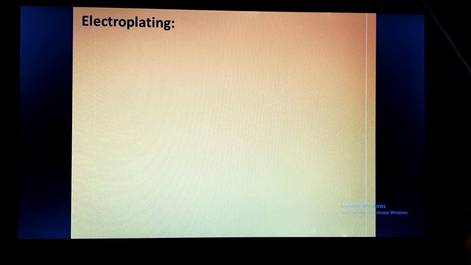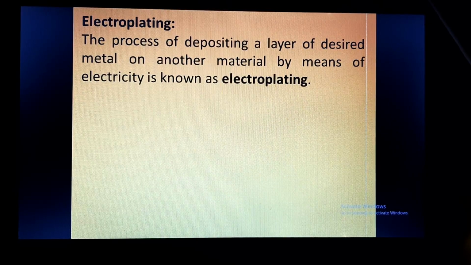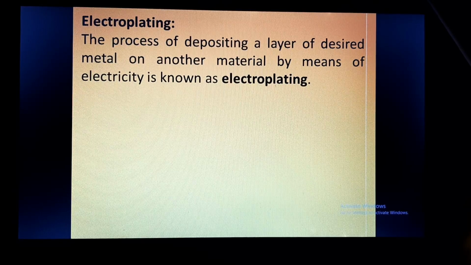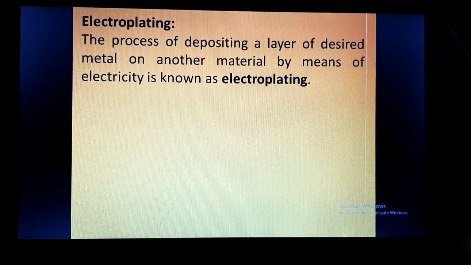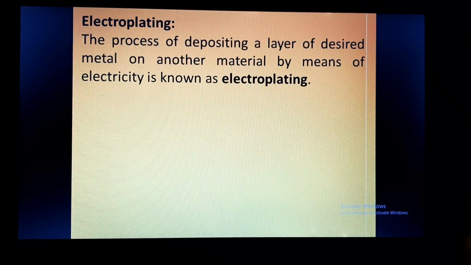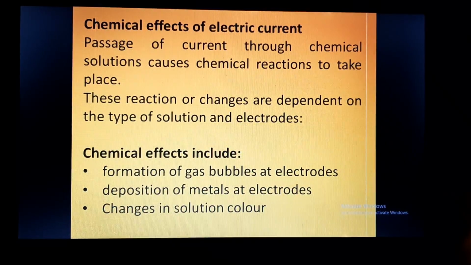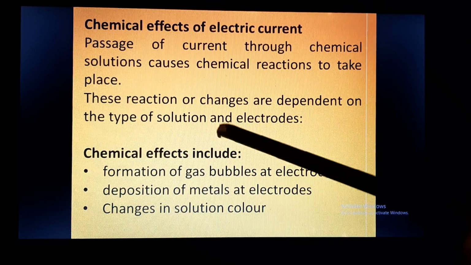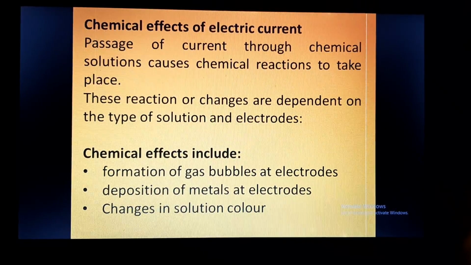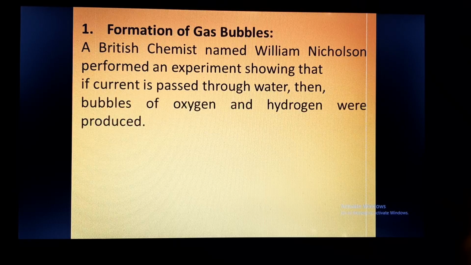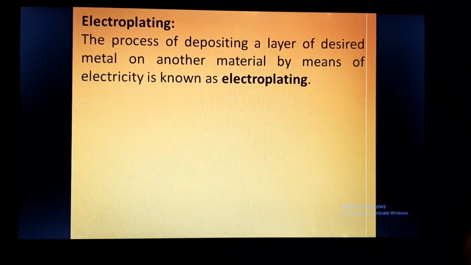Next, we will be discussing electroplating. Electroplating is the process of depositing a layer of a desired metal or another material by means of electricity. We had discussed in our previous slide that chemical effects include, first, formation of gas bubbles at electrodes, and second, deposition of metals at electrodes. Depositing or plating some metal at an electrode is called electroplating. So this is the second one which we are discussing.